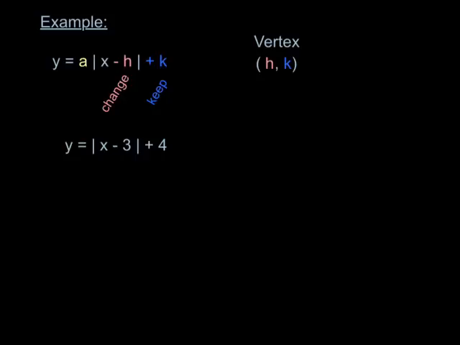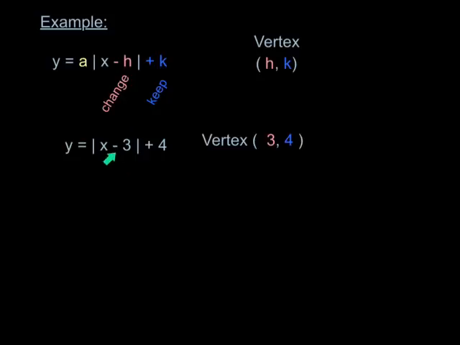So let's go look at our problem here. According to this, I'm supposed to change this number. So I'm going to find the vertex for this example. Y equals absolute value of x minus 3, absolute value plus 4. Now if you notice, I didn't put an a here. I'll deal with that in a bit.